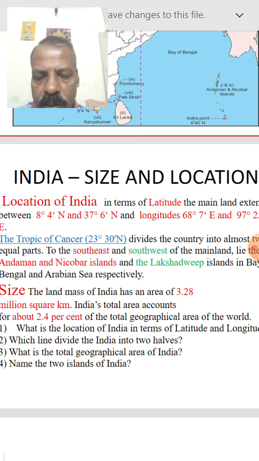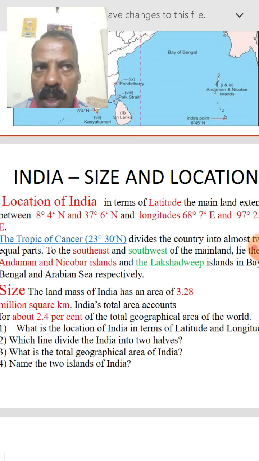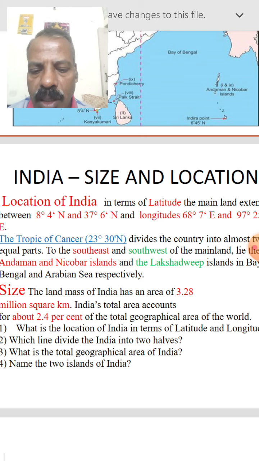Then next, the important islands. In the Arabian Sea, in the southwestern part of India, you can see the Lakshadweep Islands, and in the southeastern part of India, in the Bay of Bengal, you can find the Andaman and Nicobar Islands.